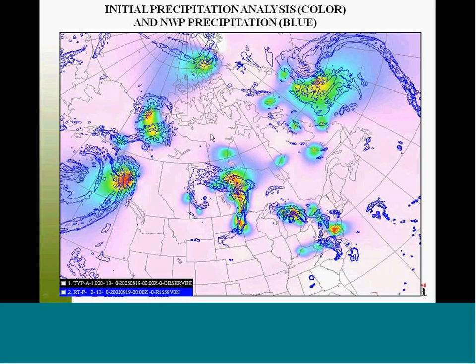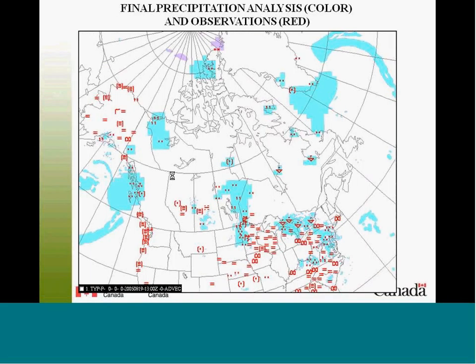This is also a recent image. You can see the initial precipitation analysis in color, and also the NWP precipitation field in blue. You can see that, based on observation, sometimes the model is producing precipitation while it's not really observed. The resulting occurrence field will look like this, where you have these blue areas, essentially where there's precipitation occurrence. Note that we're not using all the observations. Although the observations are produced here over the U.S., the resulting occurrence is not perfect because we're basically focusing on the Canadian area.